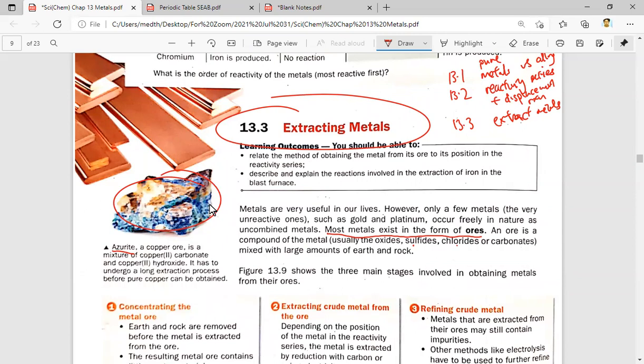So in real life, you don't really have pure copper. You actually get this kind of ore. In this case, it's called azurite. It consists of different compounds of copper. So from there, you must learn the different techniques on how you can get copper out of it.